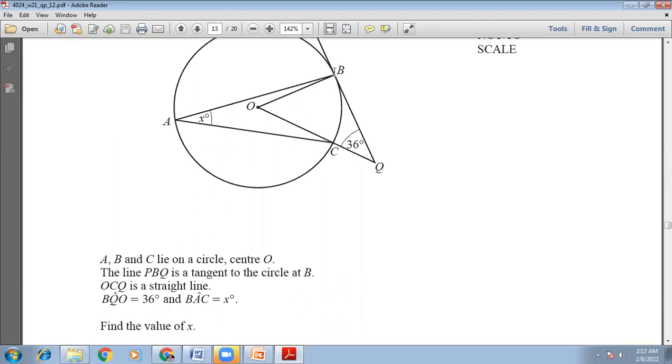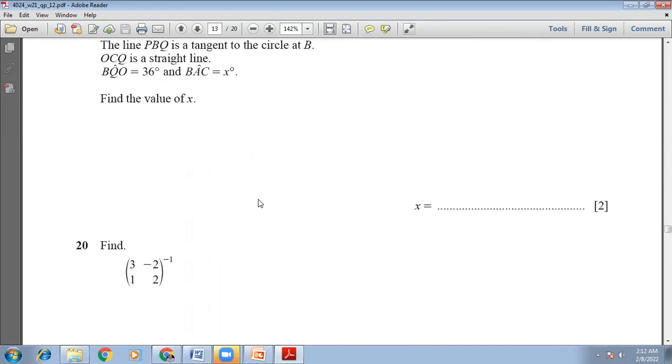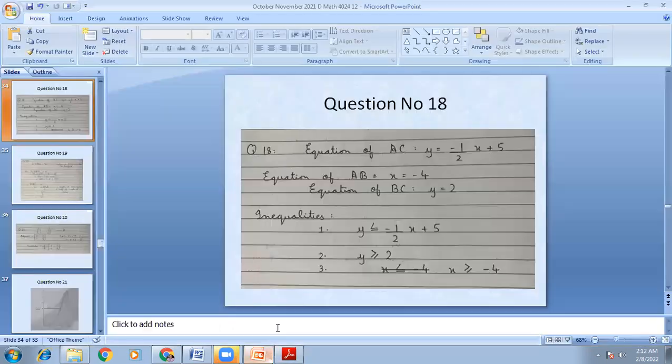This is the radius. This is the point. That's the tangent. And this is the radius at the point of tangency. So this angle is 90. If this is 90, and this is 36, then this angle will be 180 minus 90 minus 36. Once you know this angle, half of this angle will be x. So very simple. Let me show you my solution.